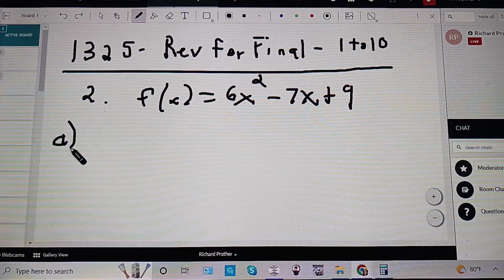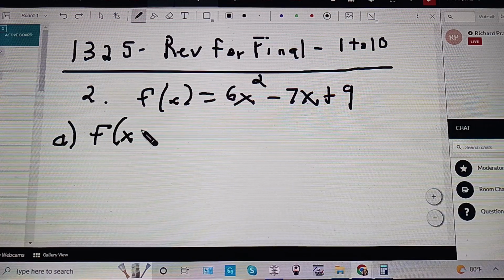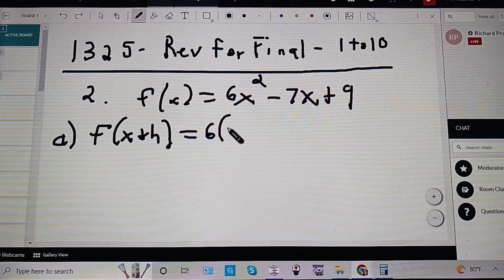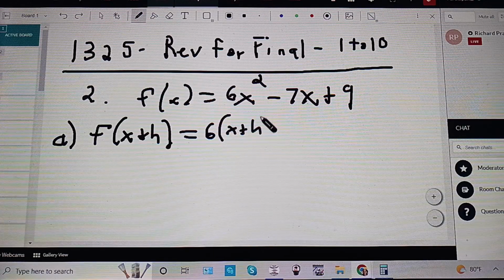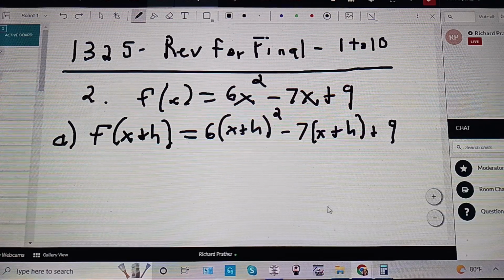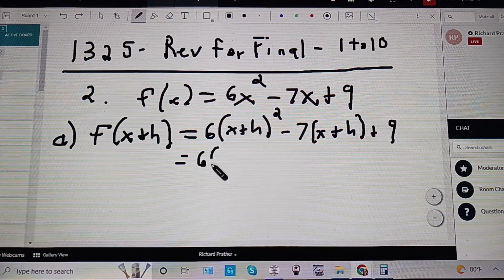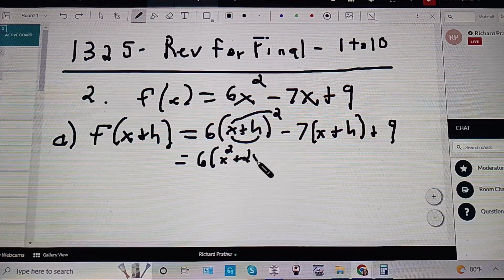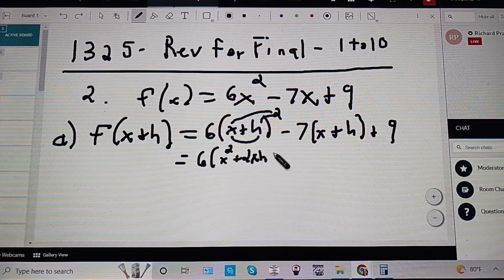Part A just wants f of x plus h. So everywhere you see an x, you put an x plus h. Everything else is still there. Still got the 6, you still got the square, you still got the minus 7 and the plus 9. And then we can square this part out, and maybe it's been a while, you don't remember this, but it turns out you square the front term, x squared, you multiply this together and double it, so it becomes 2xh, and then you square the h.